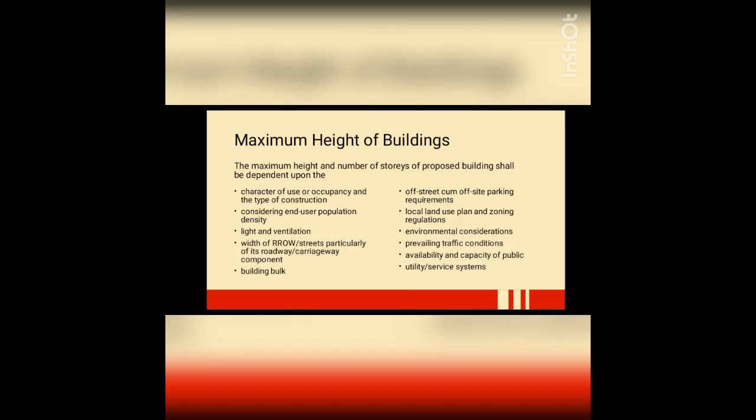Maximum height of buildings. The maximum height and number of stories of a proposed building shall be dependent upon the character of use or occupancy and the type of construction, considering end user population density, light and ventilation, width of RROW, streets particularly its roadway carriageway component, building bulk, off-street and off-site parking requirements, local land use plan, and zoning regulations. Environmental considerations, prevailing traffic condition, availability and capacity of public utility or service system.